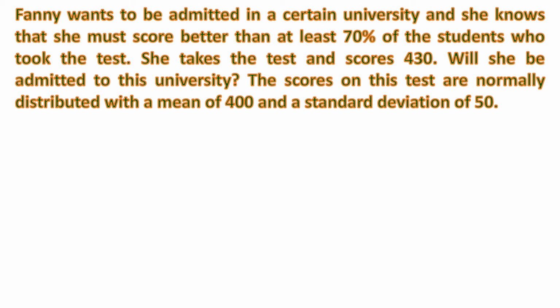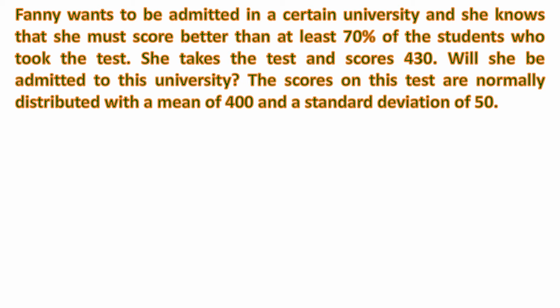And notice that we have a term, normally distributed. The scores on this test are normally distributed. Also in the previous example, it must be given, because it must be assumed that it's normally distributed. If the given is not normally distributed, then we cannot use the normal curve. We cannot use the z value or z table. So that's why it has to be assumed first that it must be a normally distributed data.